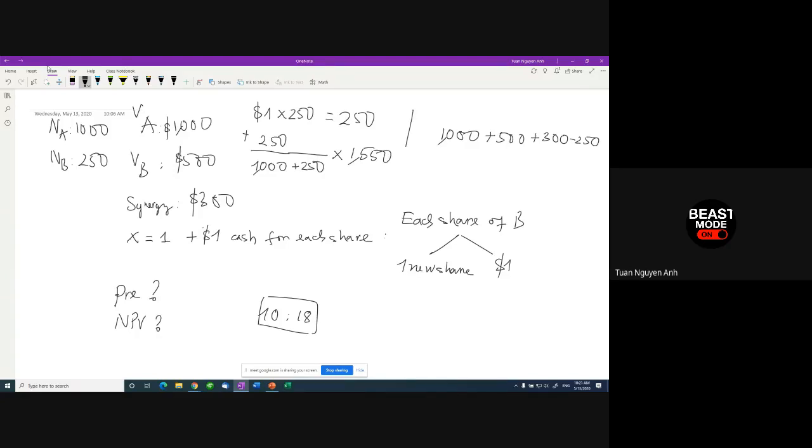So this is all of the value the company B shareholders will receive. And of course, when we have the value, we can calculate the premium by subtracting the current value, and you get the premium. And of course, the NPV is easier: synergy minus the premium. That's it.